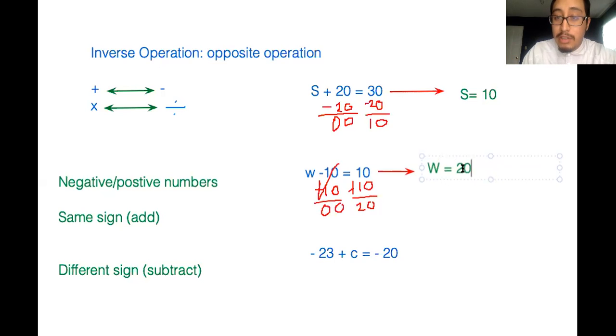And if you were to plug 20 into your main equation, you would make it true. So if you were to plug in 20 where that W is, it would be 20 minus 10, and 20 minus 10 is actually 10. So as you can see, the equation comes out to be true.